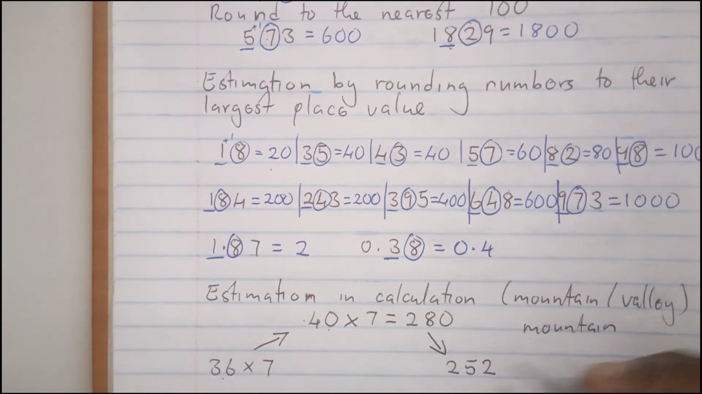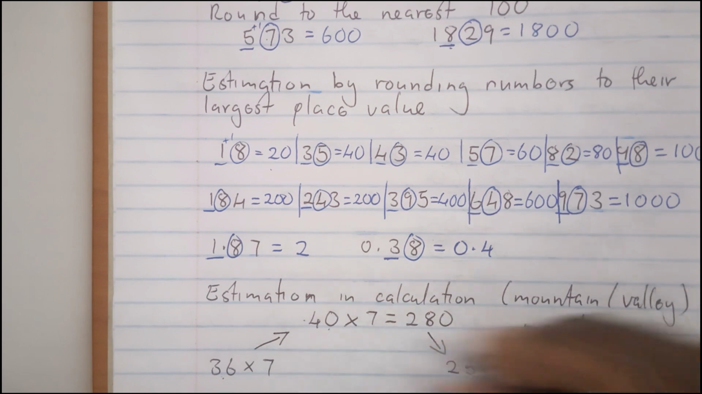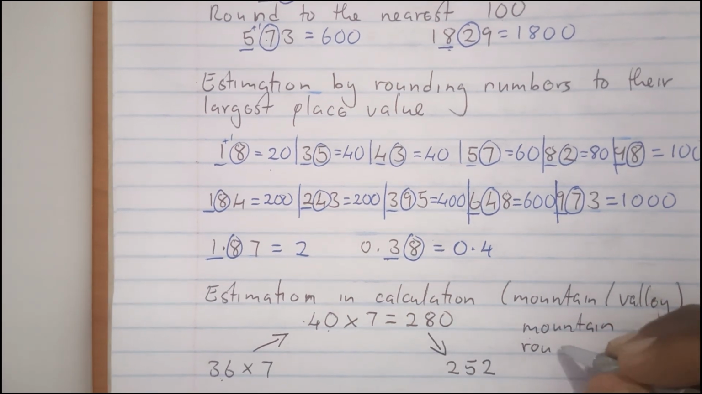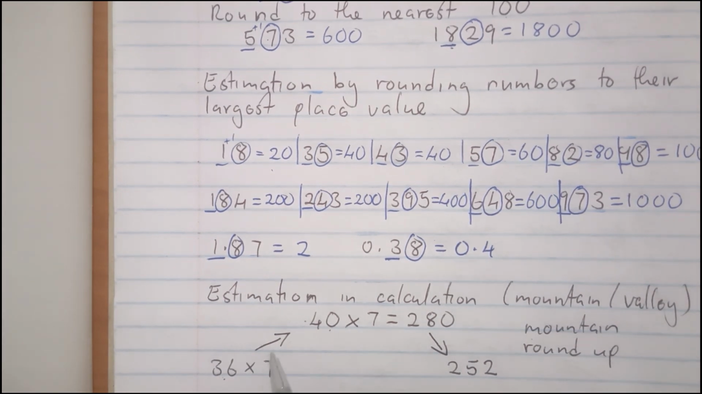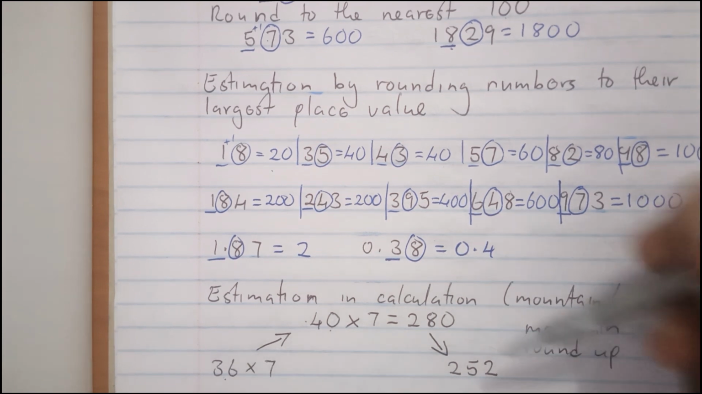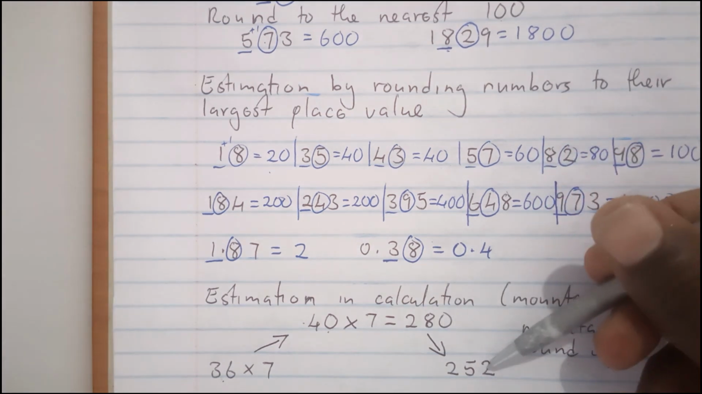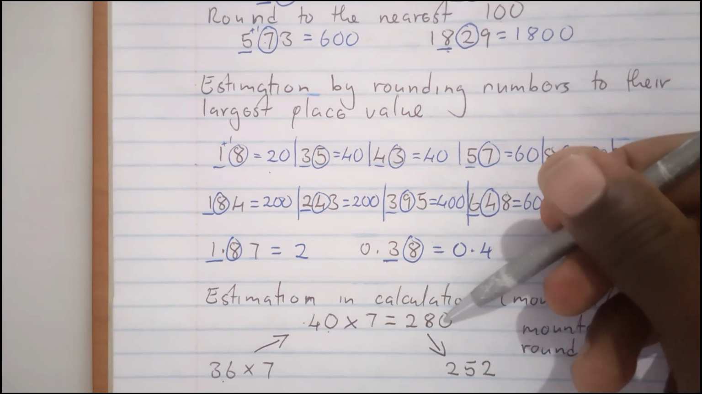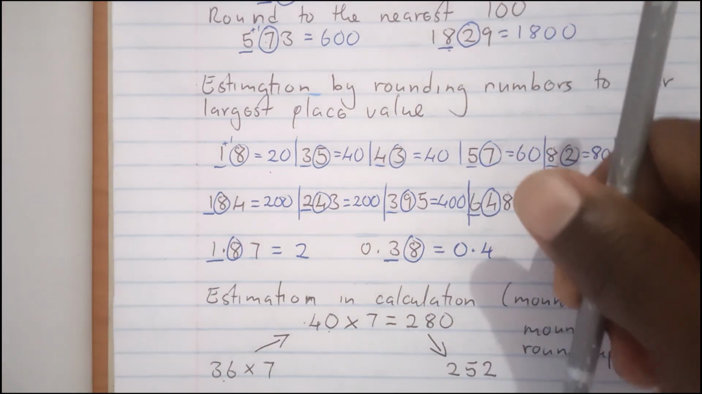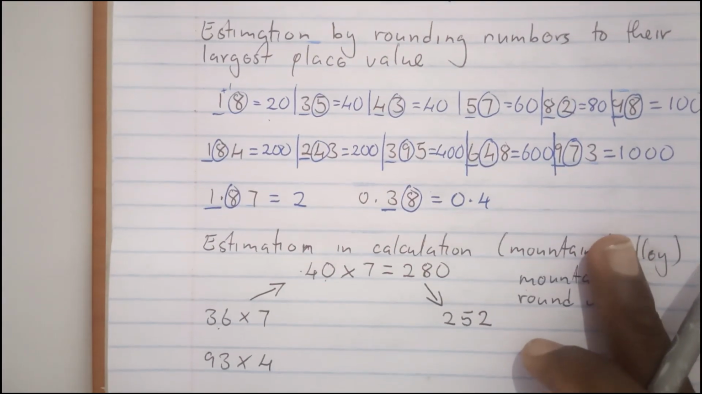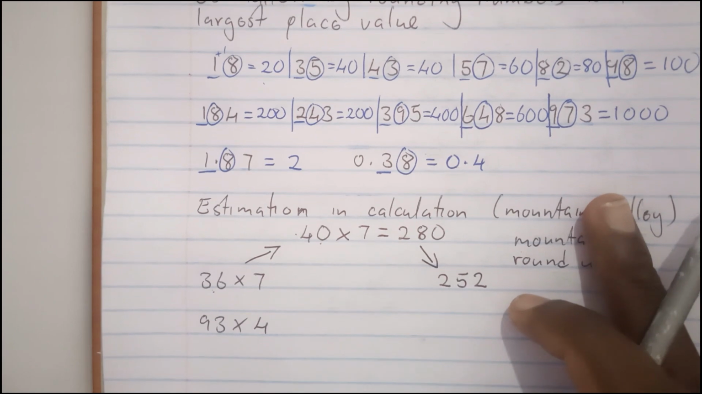This is what I'm calling a mountain. Notice that in the mountain we rounded up. Why is the idea of the mountain important? It helps you to know that if I rounded up in my calculation, the answer will be lower than my estimation. When you go up a mountain, you must go down. Now let's look at another one that will demonstrate the valley.